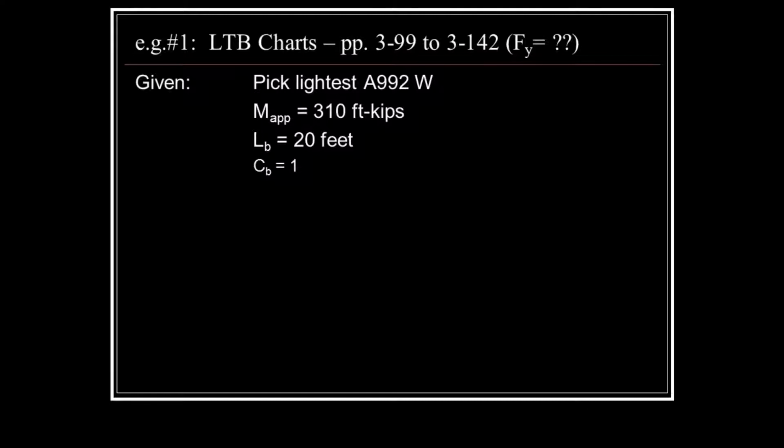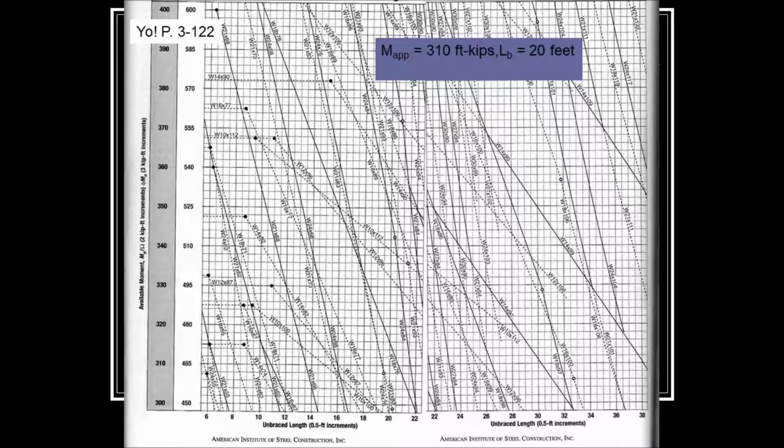So here's a simple example. Our job is to pick the lightest A992 W shape with an applied moment of 310 foot-kips, an unbraced length of 20 feet, and the Cb factor equal to 1. Locating page 3-122, I show the moment strength of 310 that I need at an unbraced length of 20 feet.